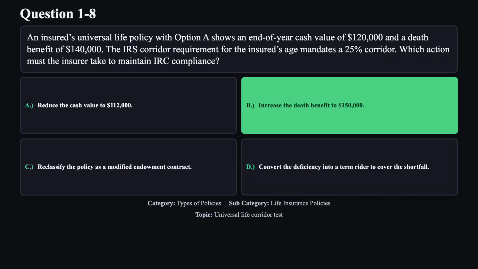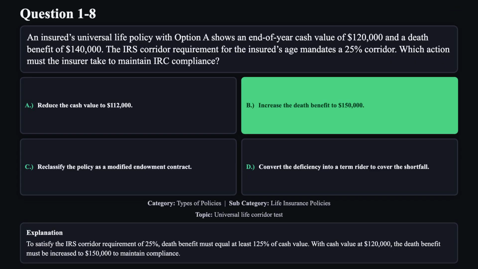The correct answer is B. To satisfy the IRS corridor requirement of 25%, death benefit must equal at least 125% of cash value. With cash value at $120,000, the death benefit must be increased to $150,000 to maintain compliance.